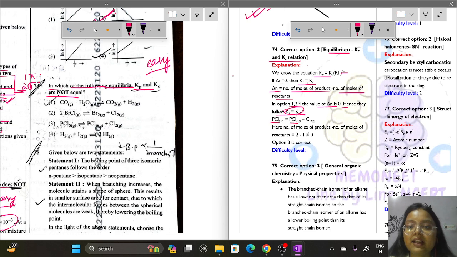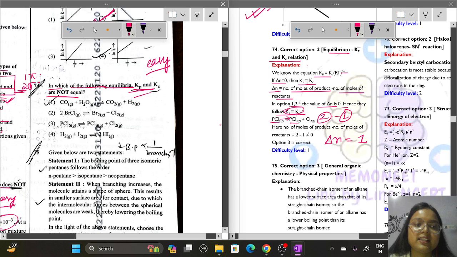So PCl5 gives PCl3 plus Cl2. In this case there are two products and one reactant. So delta n in this case equals 1. It is not equal to 0. So here Kp and Kc are not equal. So option number 3 will be the correct option.